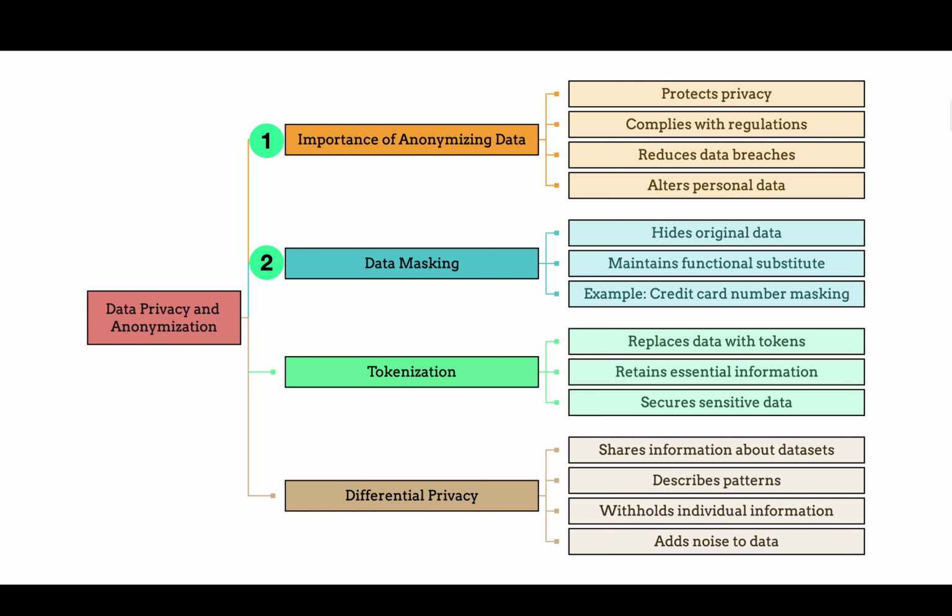2. Data masking, a process of hiding original data with modified content, characters or other data. It is used to protect sensitive data while maintaining a functional substitute for testing or user training. For instance, replacing characters in a credit card number with X's except for the last 4 digits.